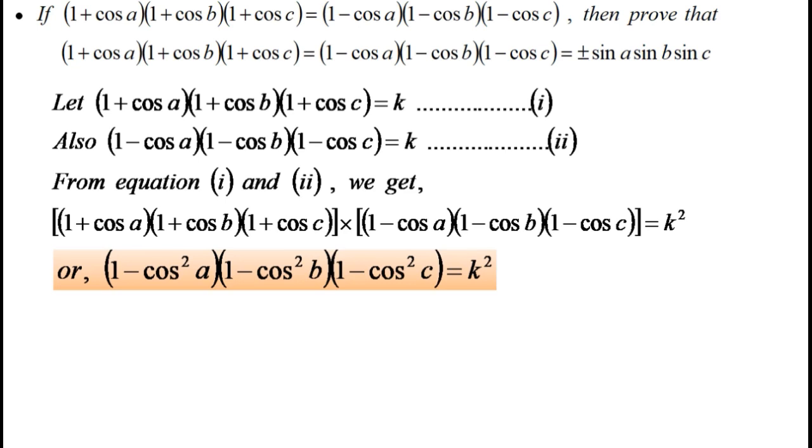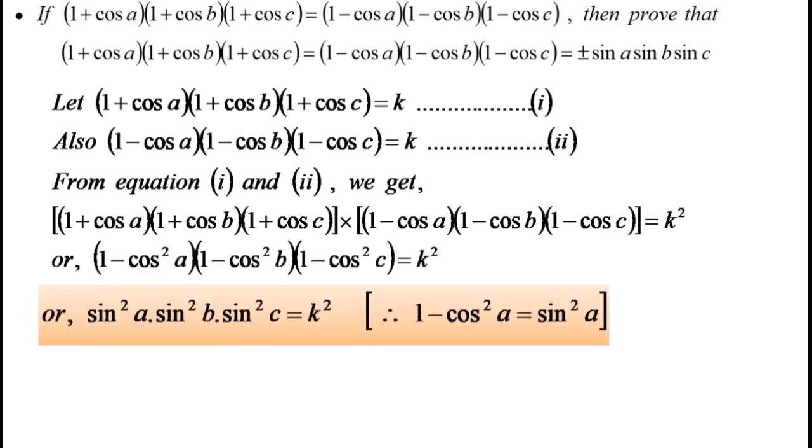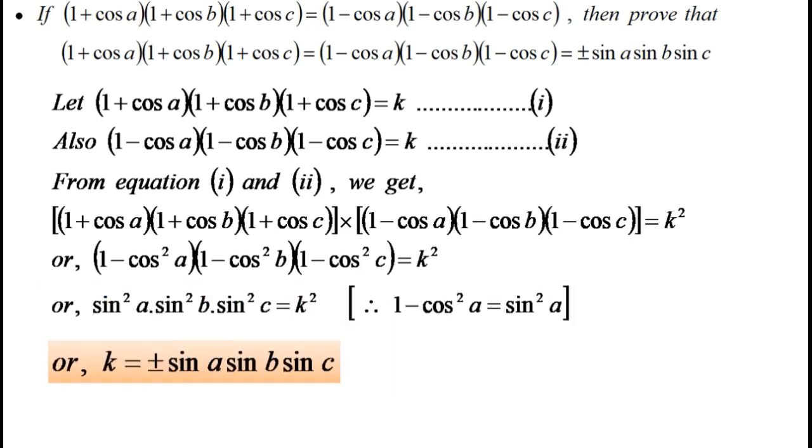We know the identity sin square x plus cos square x equals to 1, or 1 minus cos square x equals to sin square x. Then 1 minus cos square A equals to sin square A, 1 minus cos square B equals to sin square B, and 1 minus cos square C equals to sin square C, or sin square A into sin square B into sin square C equals to k square, or square root both the sides and we get k equals to plus minus sin A into sin B into sin C.